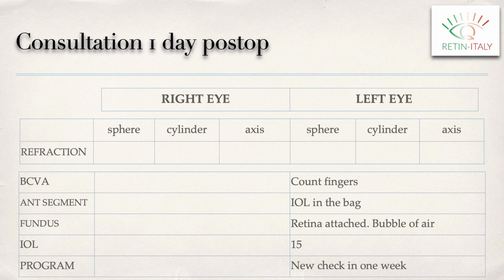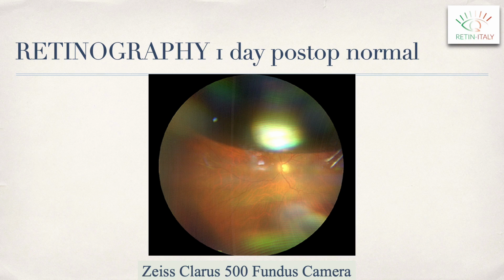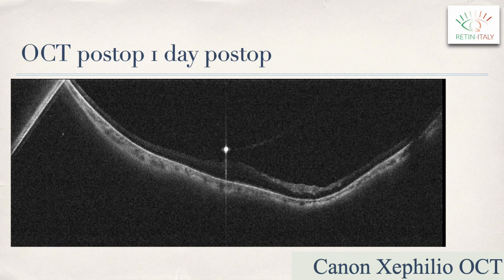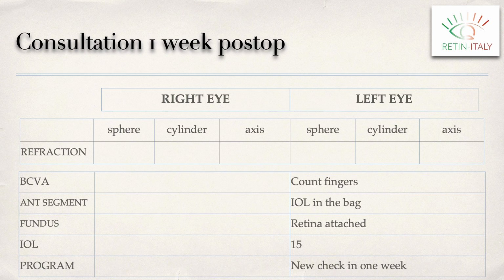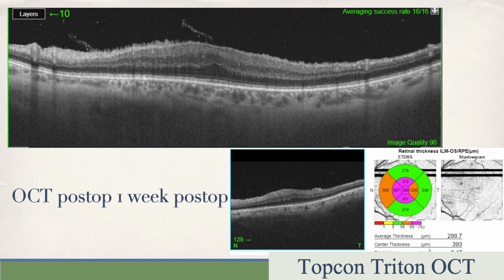On the first day, the IOL is in the bag and the retina is attached. You can see the bubble of air 1 day post-op. This is the OCT 1 day post-op. It looks beautiful. 1 week later, again, the IOL is in the bag, the retina is attached. You can see the OCT.